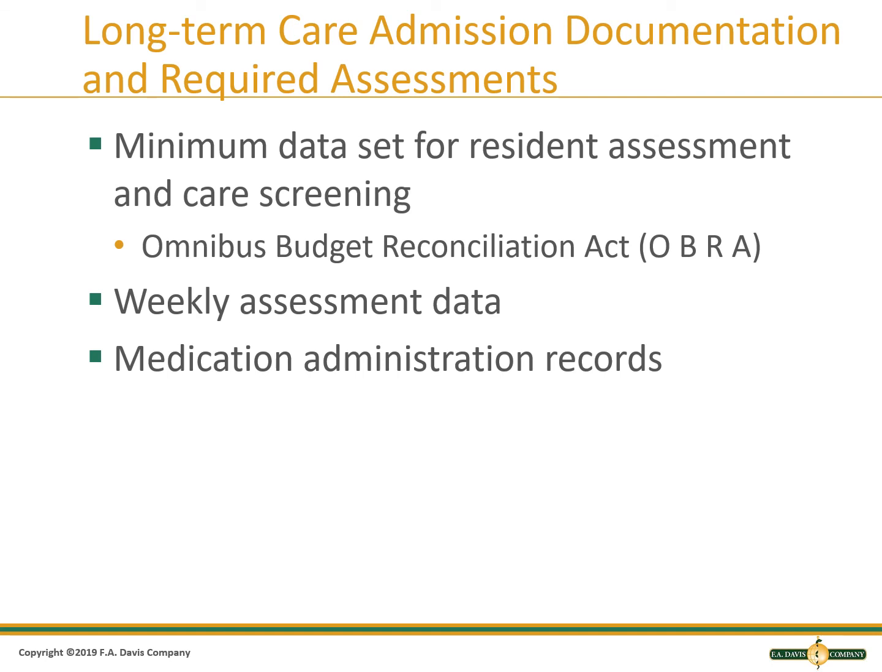So a federal law known as the Omnibus Budget Reconciliation Act mandates that an extensive assessment form called a minimum data set must be completed for each resident within 4 days of admission to the facility and then updated every 3 months.